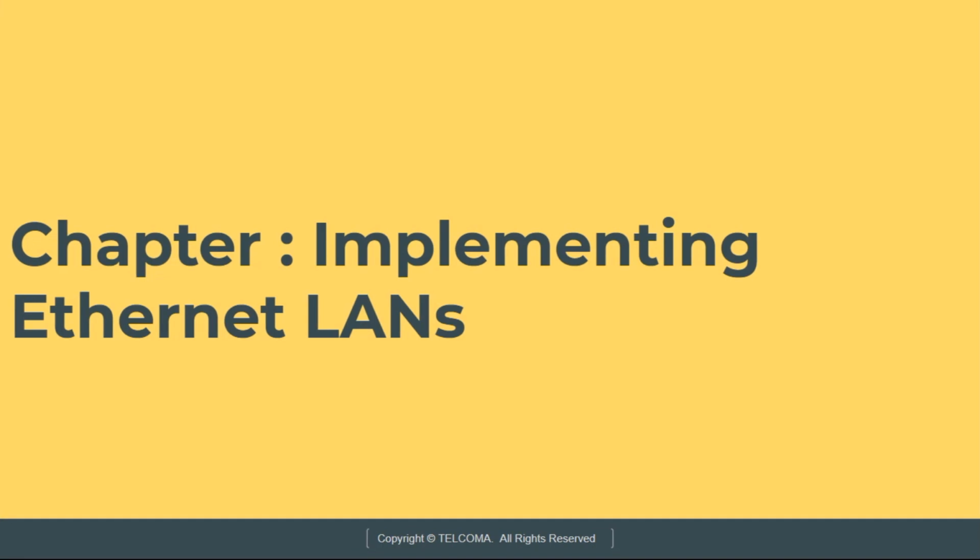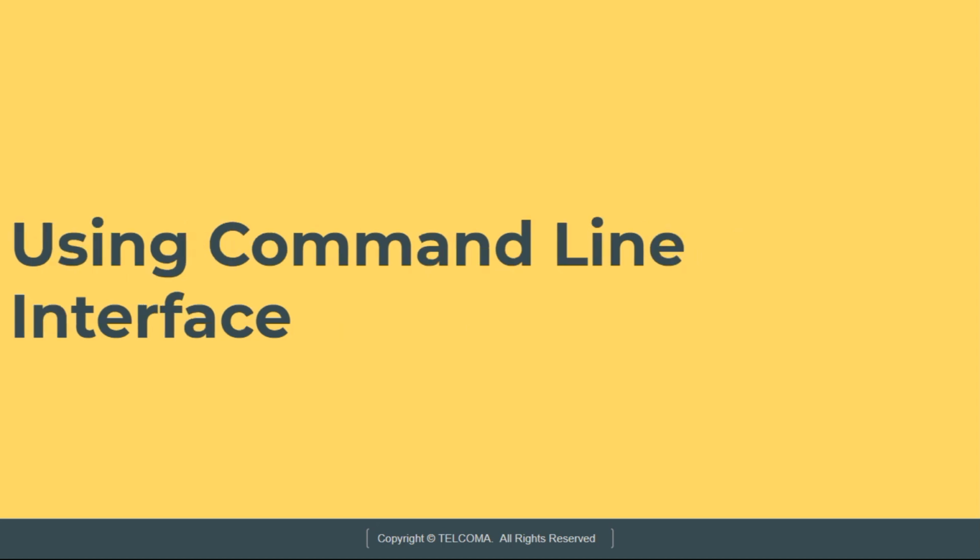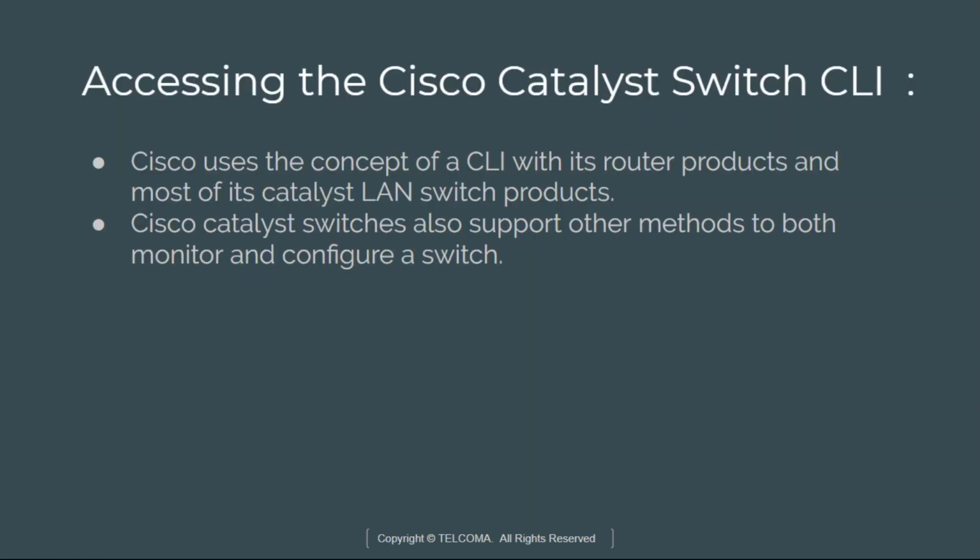Hello everyone and welcome to the new chapter, which is implementing Ethernet LANs. In this class today we are going to learn about using the CLI, which is the command line interface. So we are going to learn about accessing the Cisco Catalyst switch command line interface.